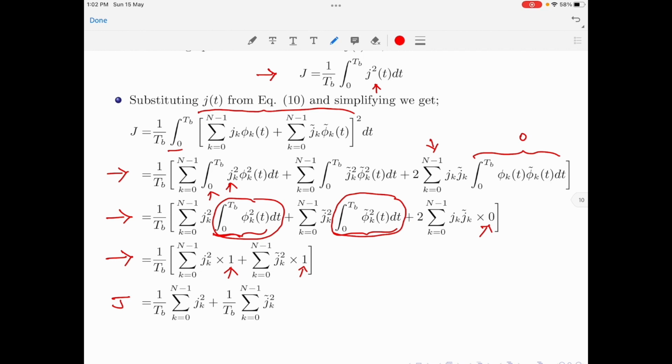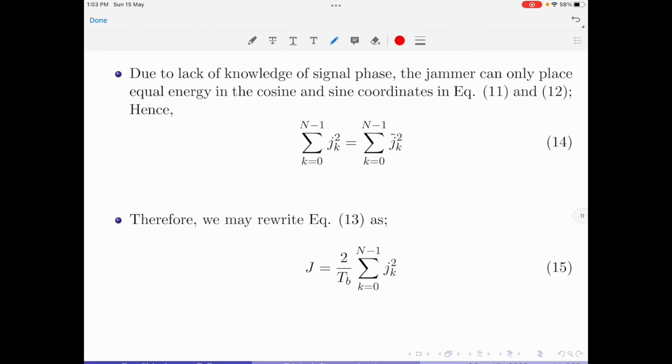Now, very importantly, since the jammer does not have complete knowledge of the signal phase of the transmitted signal, what he commonly does is distribute energy equally among both Jk as well as Jk tilde. Therefore, I can now assume them to be equal. So, in my next step, I am going to say summation k varying from 0 to n minus 1 Jk square is equal to summation k varying from 0 to n minus 1 Jk tilde square. Please note, this is because the jammer does not have the knowledge of the transmitted signal phase.